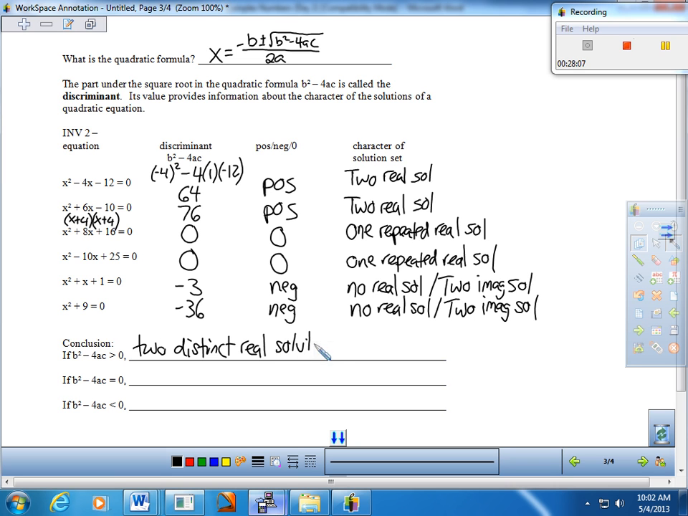Absolutely. If the discriminant is 0, you get 1 repeated real solution. So you get basically the same number coming from 2 of the same factor. So 1 repeated real solution. And if the discriminant is negative, then of course we get no real solutions.